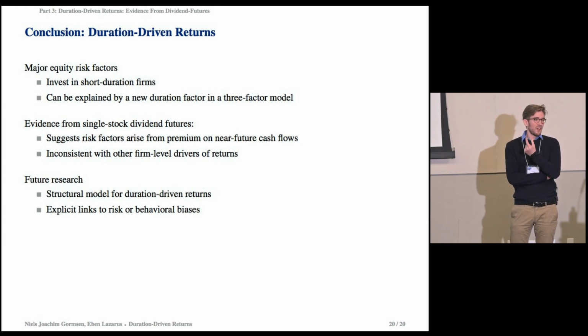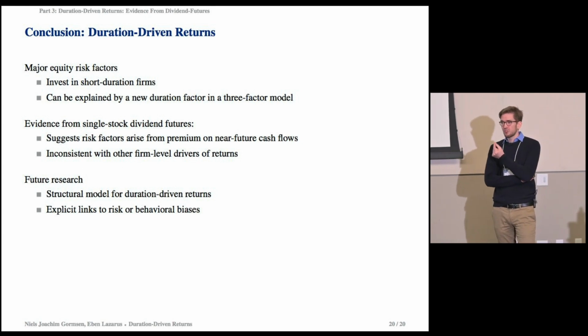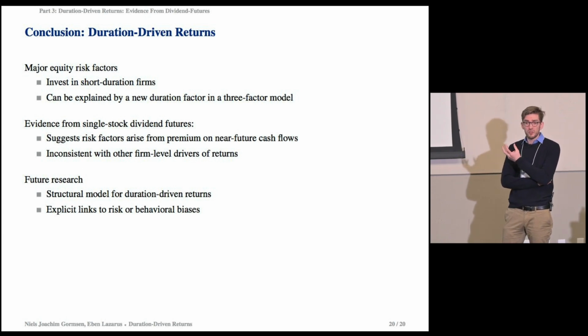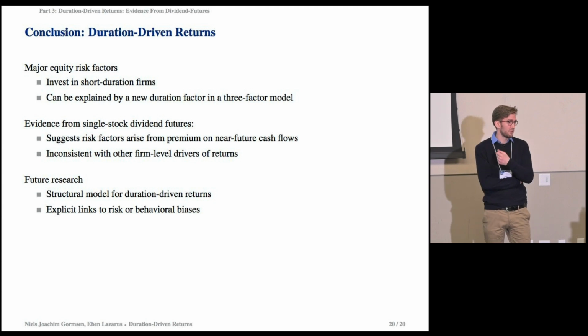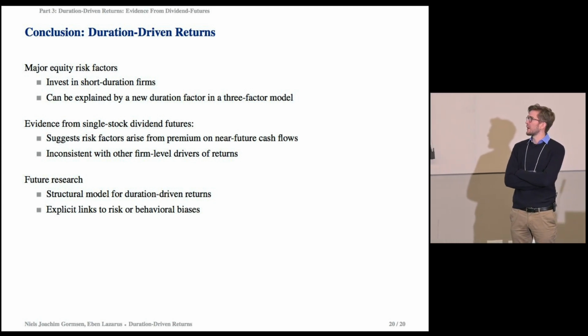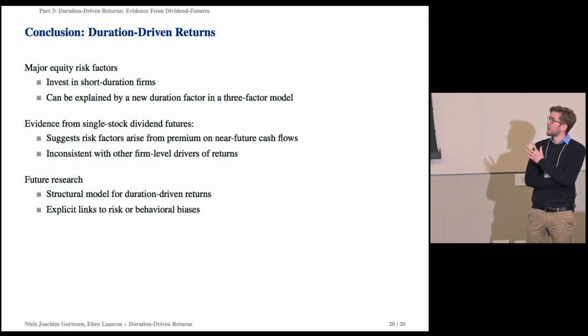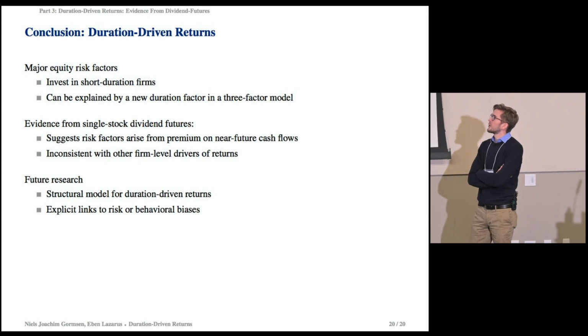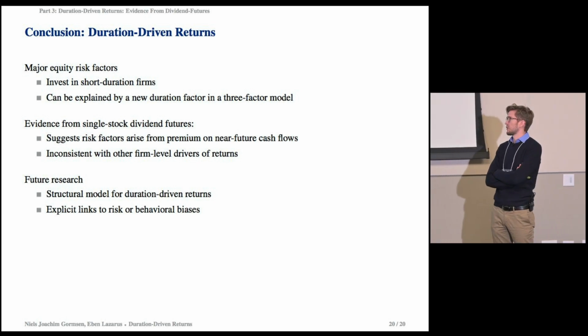And then we're going to show that this one factor, we can actually study the economics of it very precisely through these dividend futures. And what we do is we find evidence consistent with the hypothesis that this factor arises because of a premium on near future cash flows. We also do not find evidence that these risk factors arise because of anything other than a premium on near future cash flows.